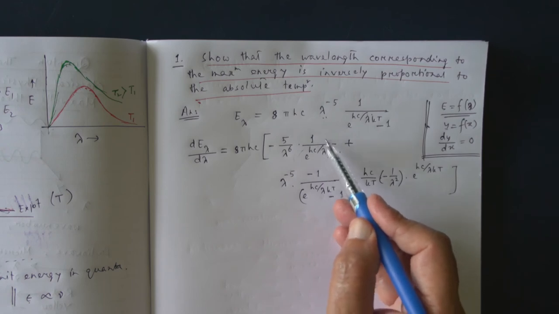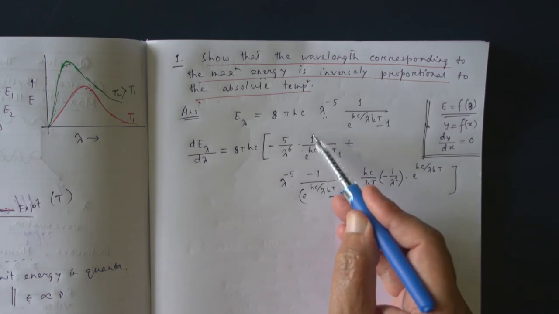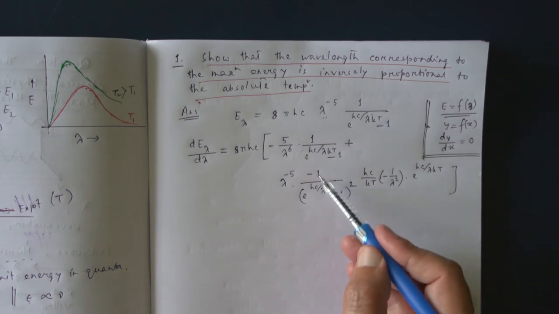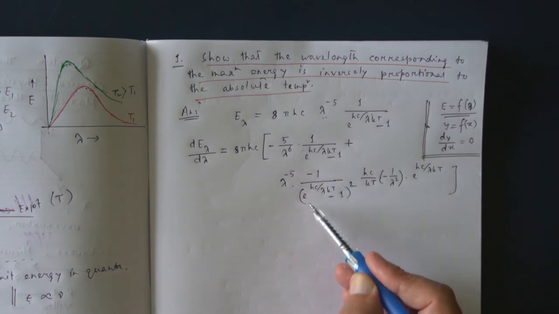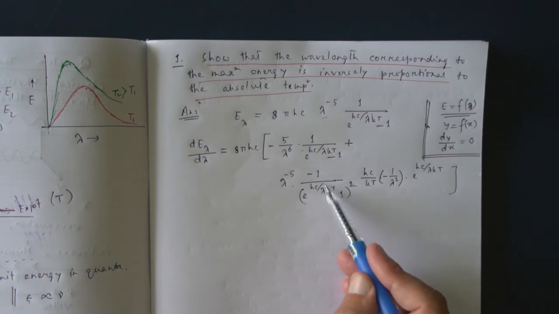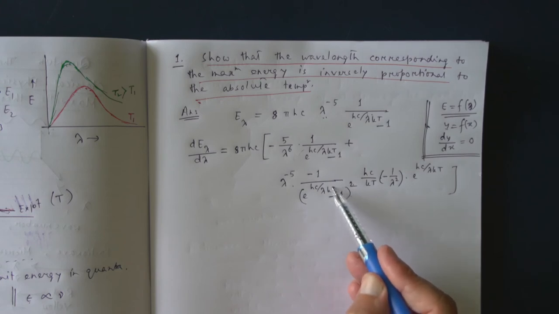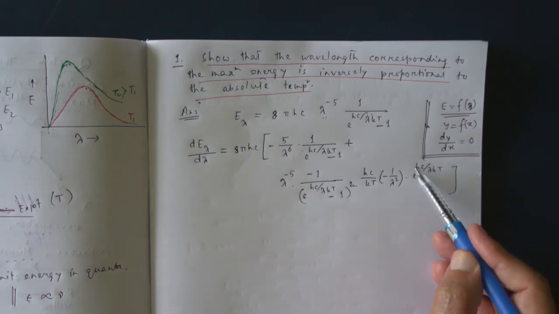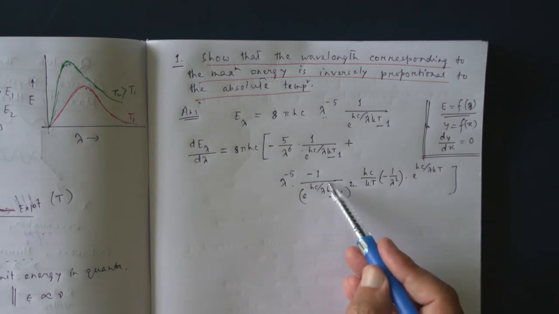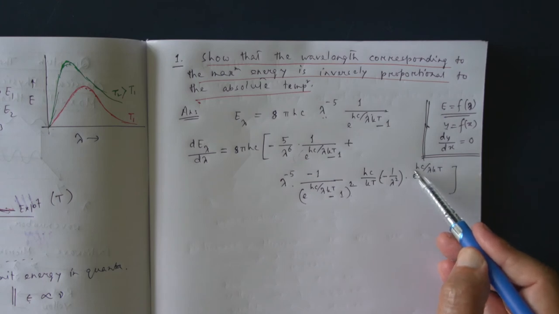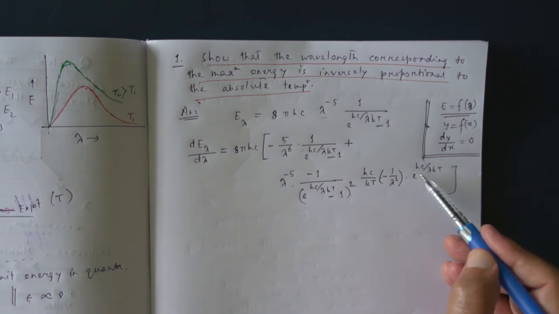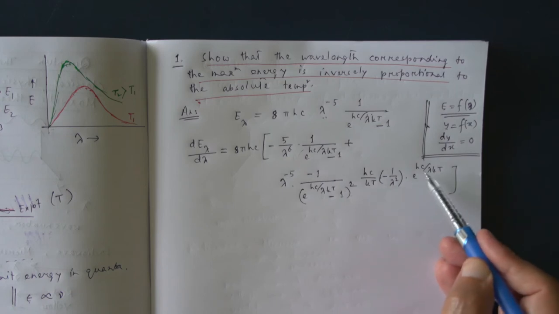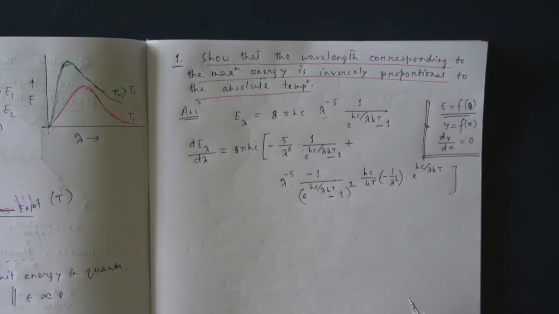First, what did we do? We took d/dx of this, d/dx of x to the power minus 1, and this will be minus 1 into x square in the denominator. Then d/dx of e to the power x equals e to the power x into d/dx of this. d/dx of this equals hc by kT, a constant, into minus 1 by lambda square. So we are getting this.